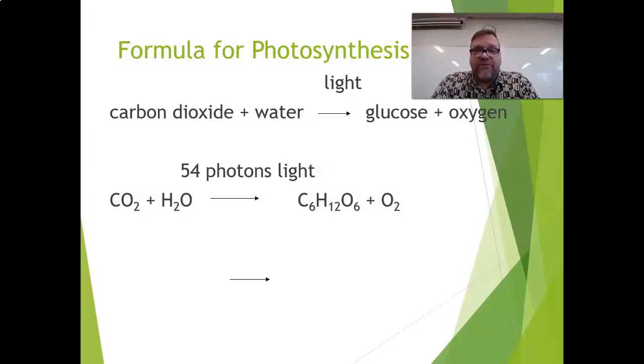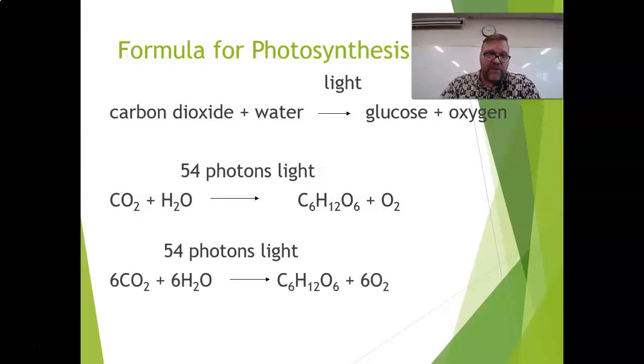We need 54 photons of light. Photons are a way to measure light energy, 54 of them. And we produce glucose. You're going to have to memorize or know this formula. C6H12O6, glucose. Glucose is a fancy word for sugar. C6H12O6. It should be easy with the 6-12-6 and the C-H-O. And then finally, it also produces oxygen. I misspoke, produces oxygen.